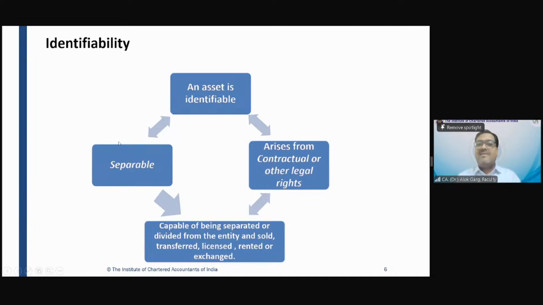Very good. An asset is considered identifiable if either it is separable or it arises from contractual or other legal rights. Either it is separable. What is meant by separable? It can be separated from the other assets of the company, separated from the entity, capable of being divided from the entity and sold. It can be sold, exchanged, leased, rented separately, or licensed separately.